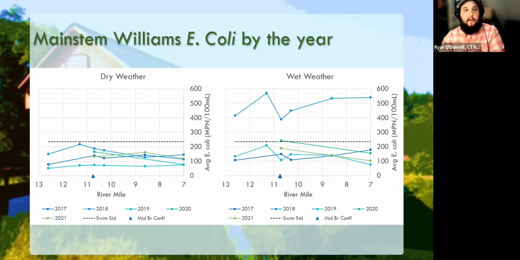So what you can see, and perhaps expect from what I said previously, is that the numbers tend to be a lot higher in wet weather. 2018 seemed to be particularly egregious. But other than that one year, the numbers on the main stem of the Williams River look pretty good. They tend to average out below that 235 number. When I first started, we were really concerned about the Rainbow Rock swimming area having high E. coli, but that seems to have calmed down in the past few years, which I don't know why, but I appreciate it.